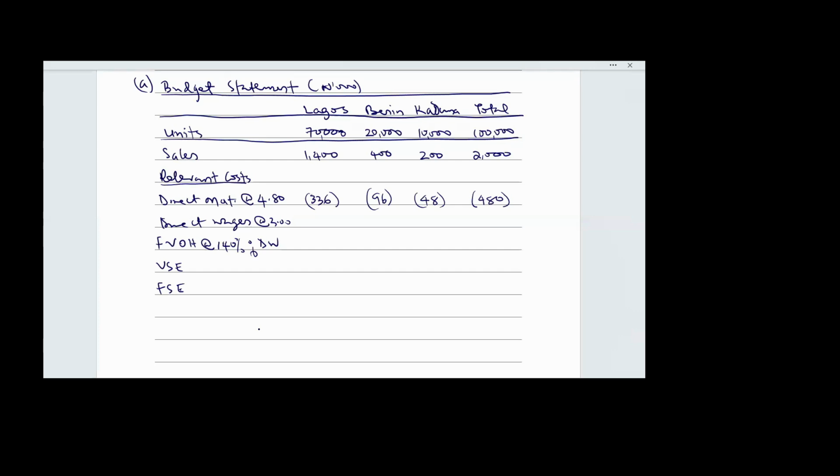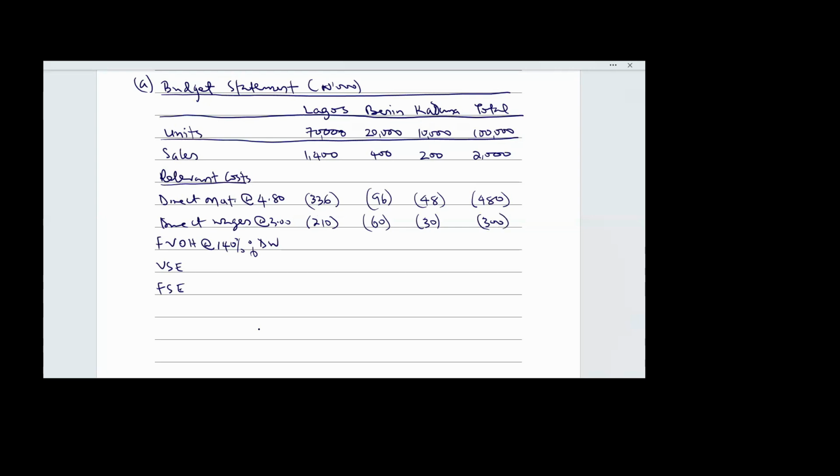Then for direct wages, 3 multiplied by 70 will give us 210. 3 multiplied by 20 gives us 60. 3 multiplied by 10 will give us 30. Then 3 multiplied by 100 will give us 300. So that's total direct wages.